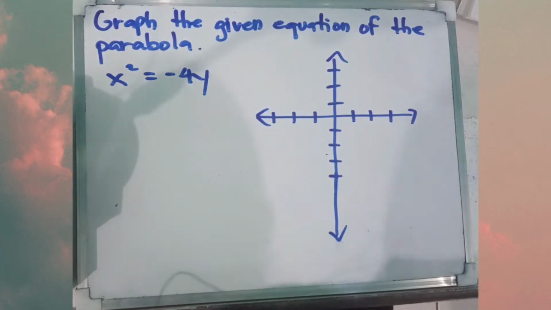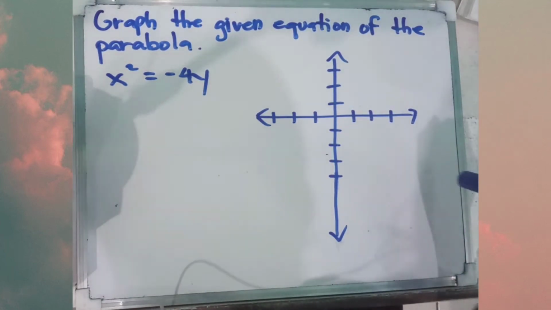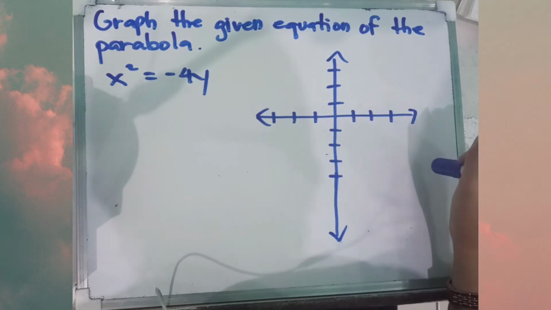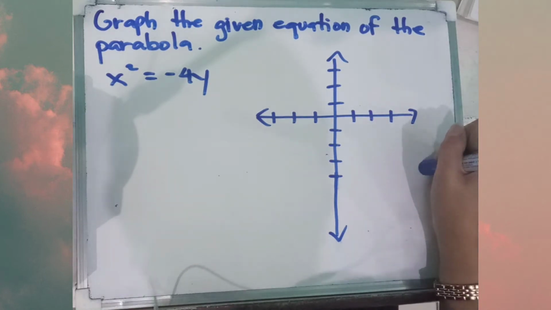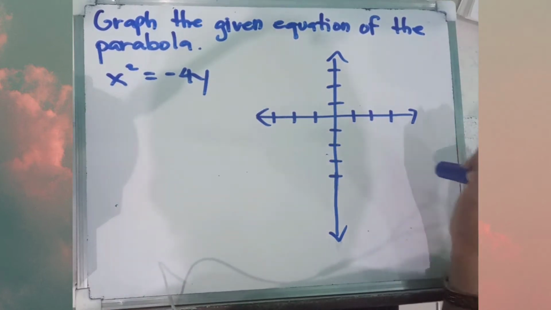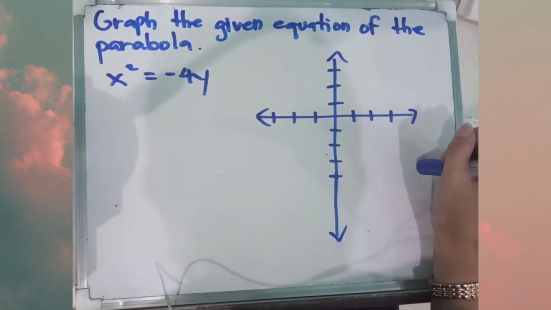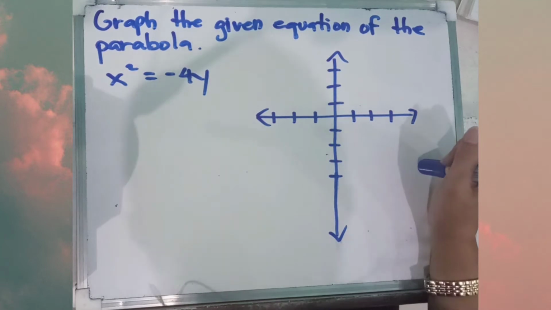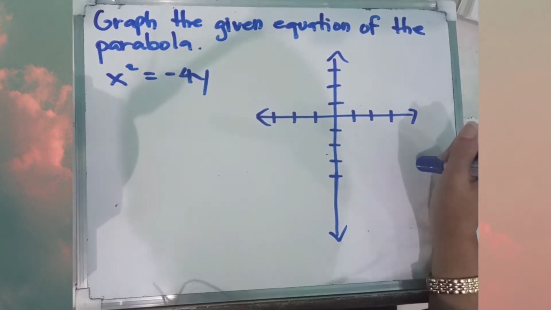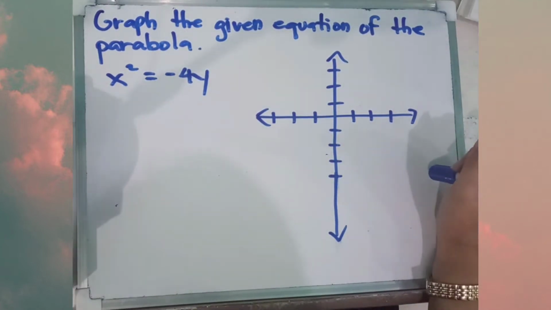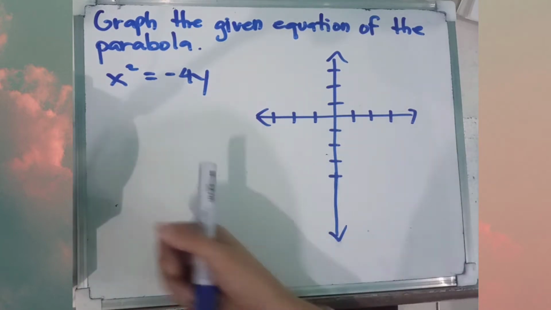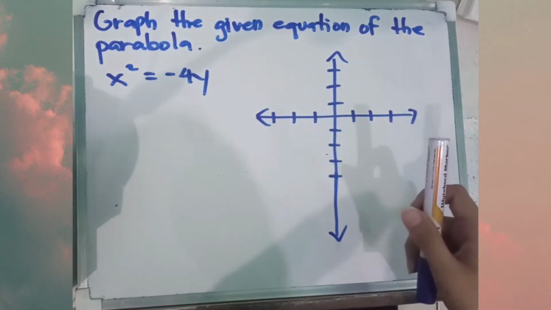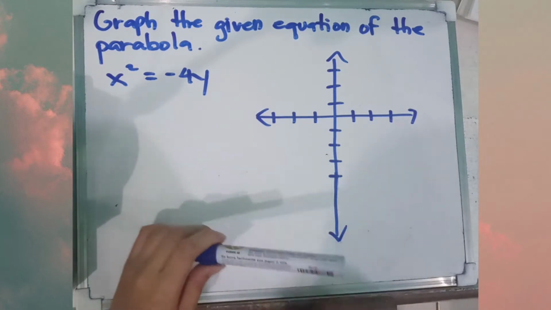Hi everyone. This video is a review of our discussion last time regarding parabolas and also a continuation. So let's start with a review on how to graph the parabola given the equation. The given equation is x squared is equal to negative 4y.